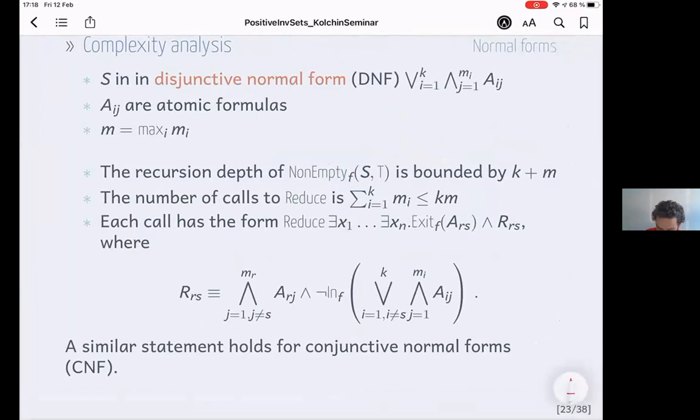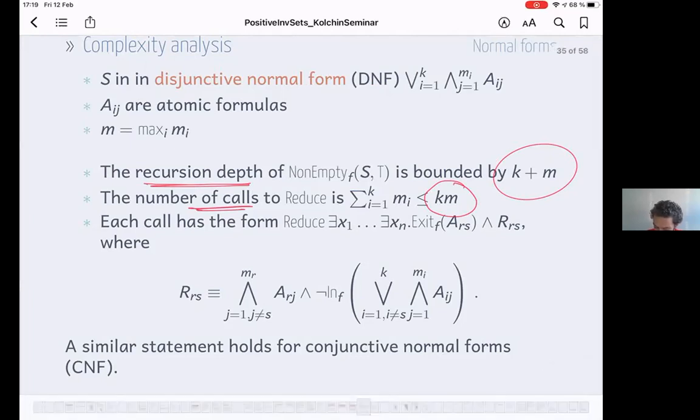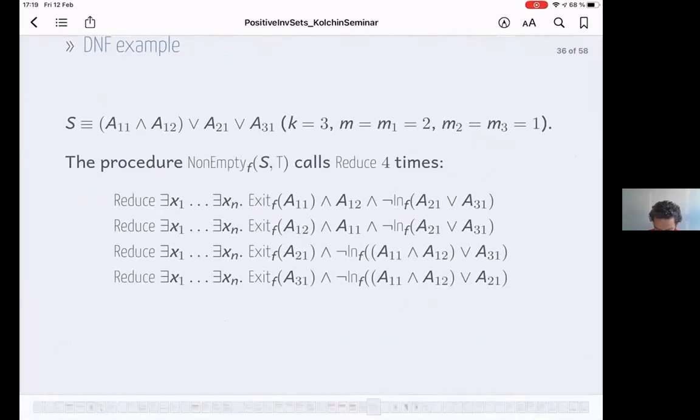So this is quickly the complexity analysis. What I wanted to emphasize is that the recursion depth of this procedure is linear, and the number of calls to quantifier elimination procedures is quadratic. What are K and M? Here I'm considering a disjunctive normal form, but even if I take a conjunctive normal form for my initial set S, it's going to be the same. Just one example, we can go through it afterwards.